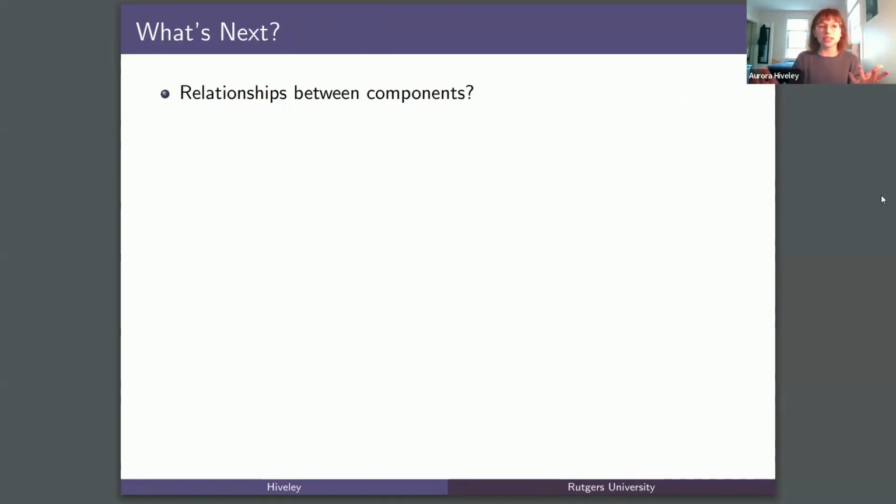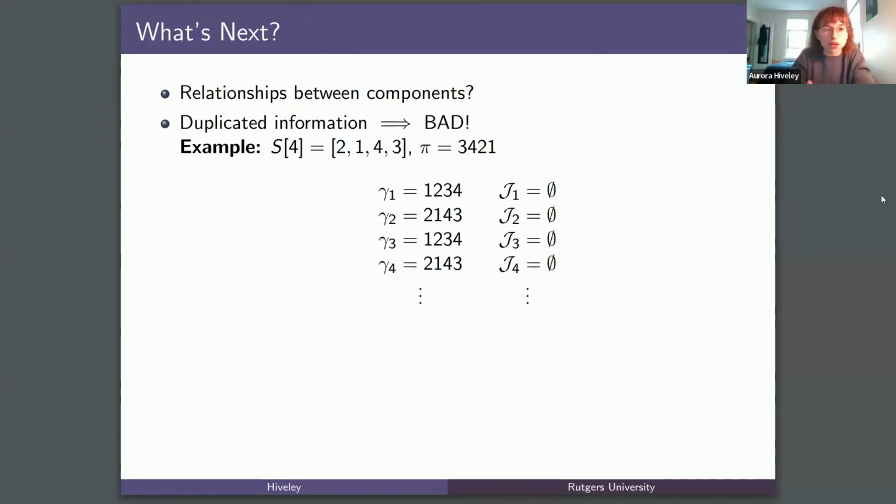Clearly, this inductive approach isn't going to work because we don't actually get an edge with right shifting. So our next focus is looking at the relationship between different components. Ideally, at some point, you get some sort of conflict or you get an edge later on. So let's examine that. Another assumption that we're going to make is that duplicated information is bad.